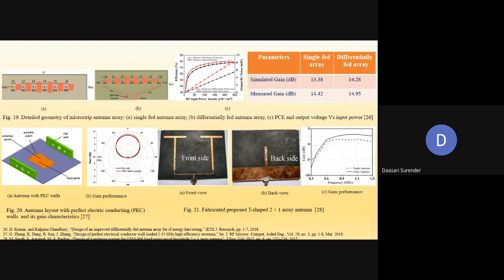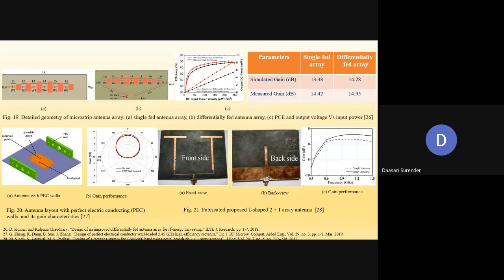in figure 19, a differential feeding configuration is observed, with similar performance. Here figure 19C shows the efficiency and output DC power performance with respect to the RF input power density. As the power density increases, the rectifier efficiency as well as the output DC power increase. The top red solid line shows the efficiency of the differential feed rectenna, and this one is the efficiency of the single feed rectenna. It is observed that with the differential feeding approach, the rectenna offered more rectifier efficiency, and the gain offered is also more.